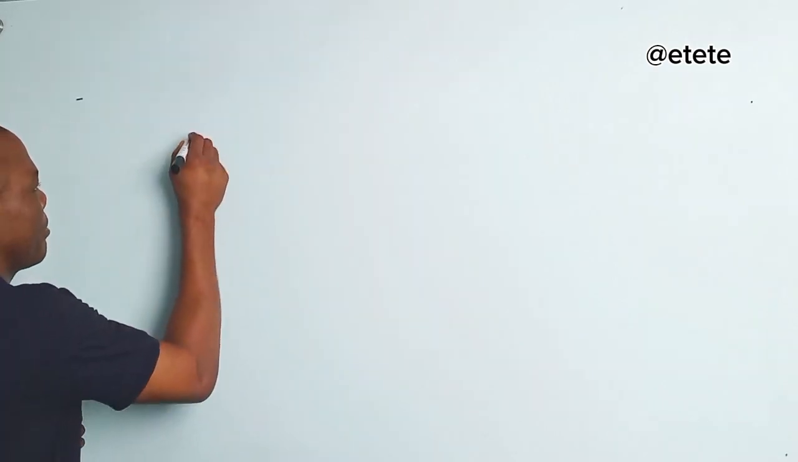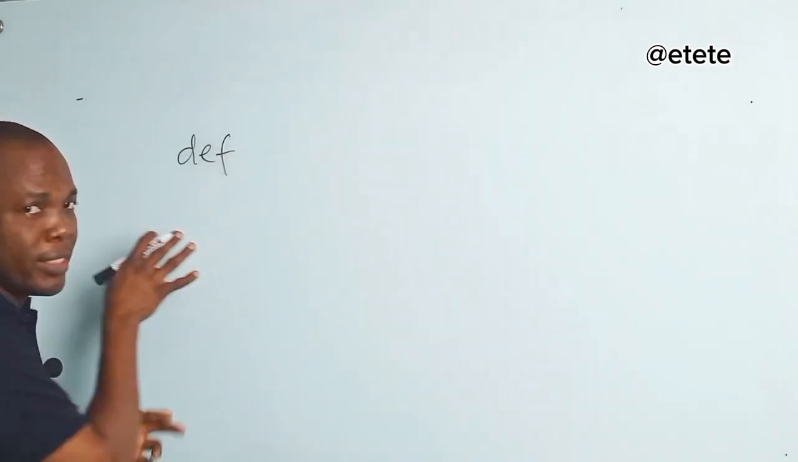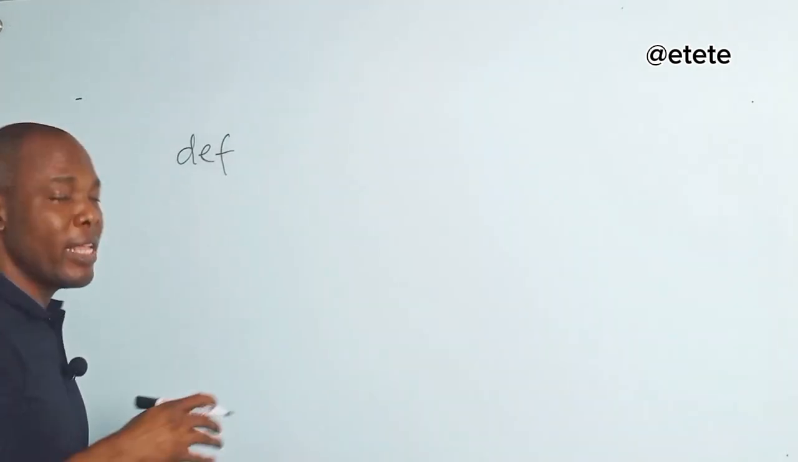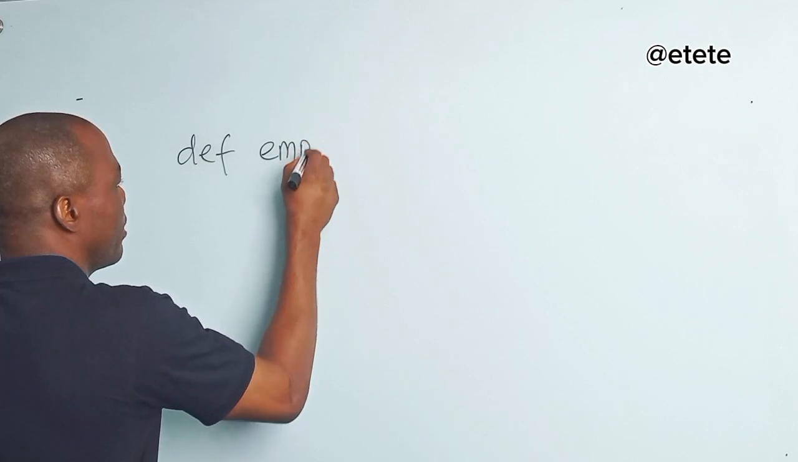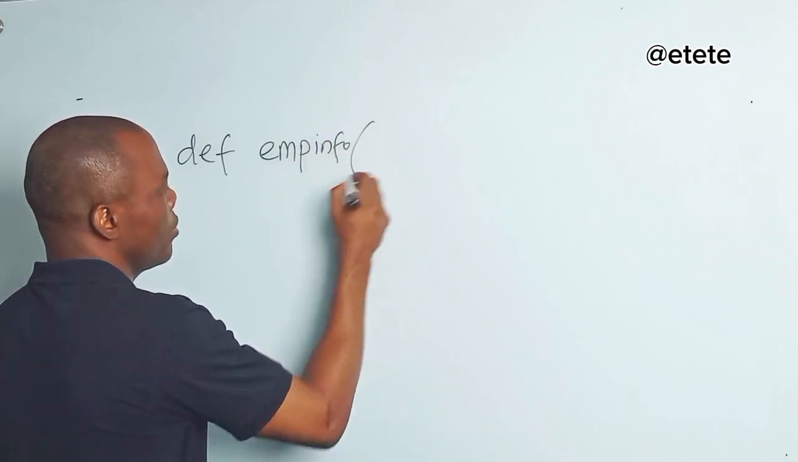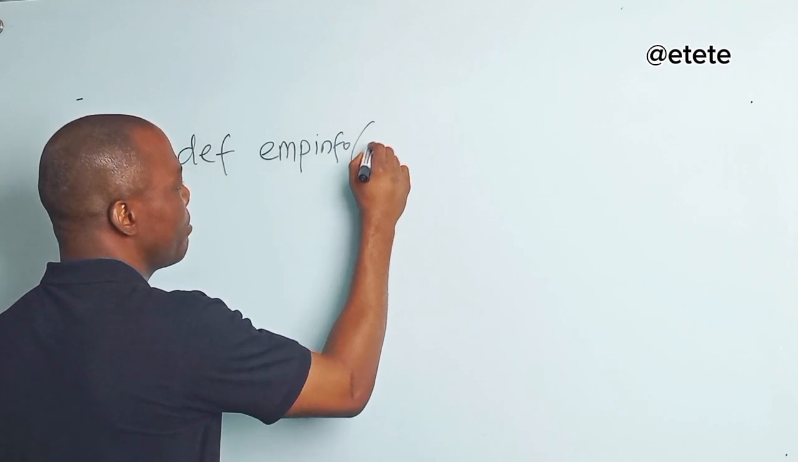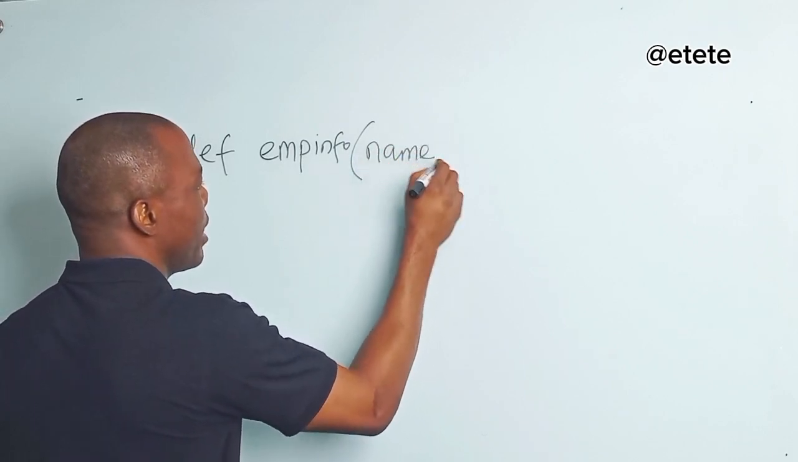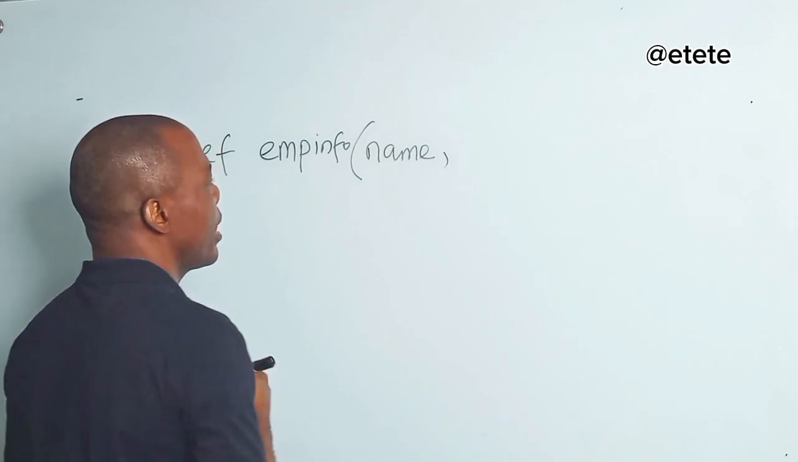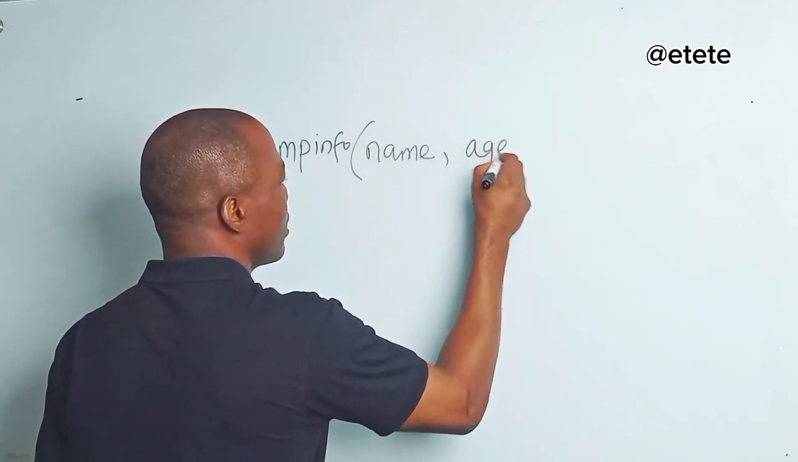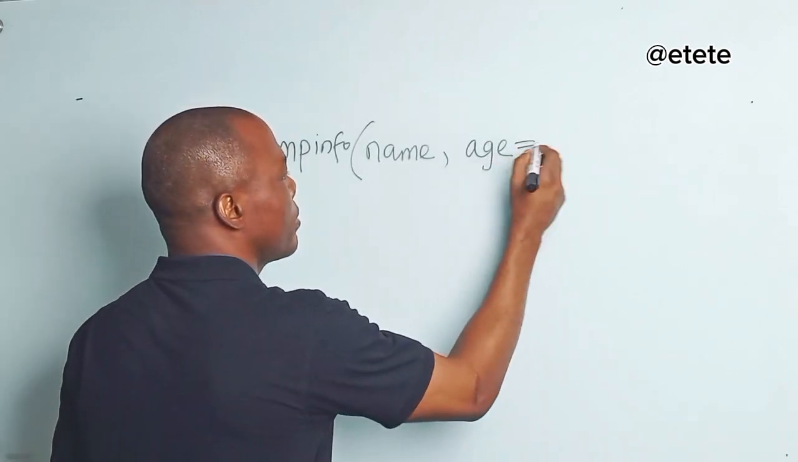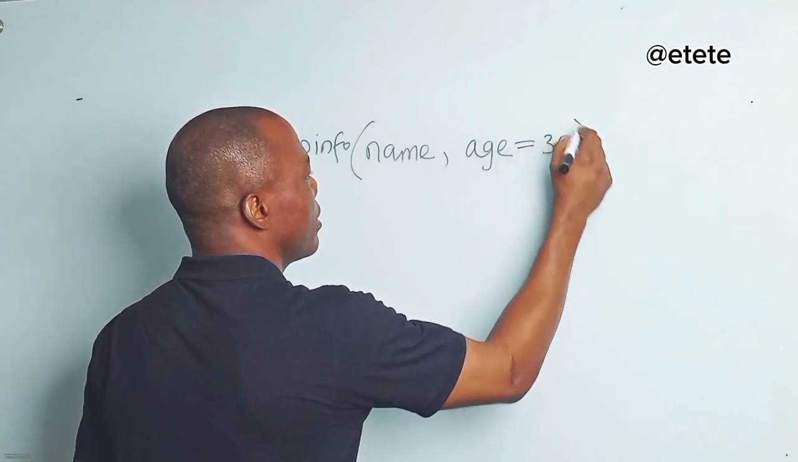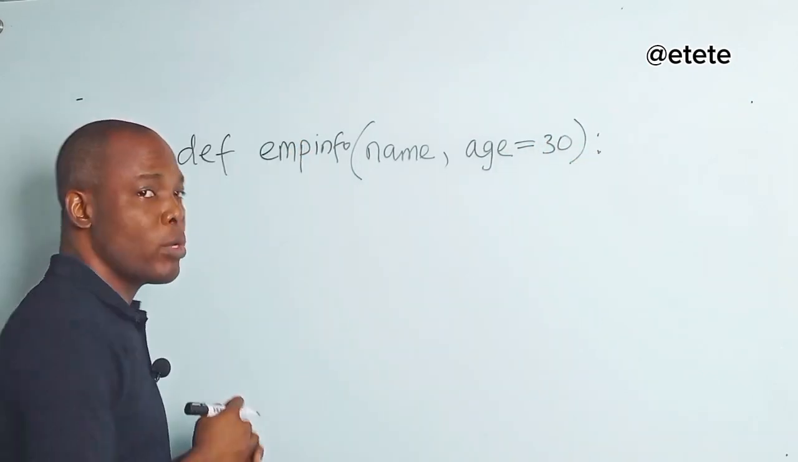The first thing we'll do is we are going to define a function. So let's define, right? This is the def keyword that I'm going to use. Let's call our function employee info, so we'll call it emp_info. You open the parentheses, and then you supply name, and then this one is age. But in this age now, you are going to give it a default value, which is what? Say 30.